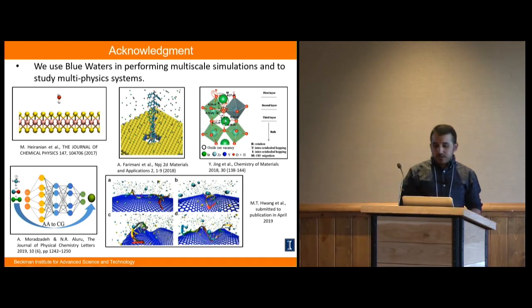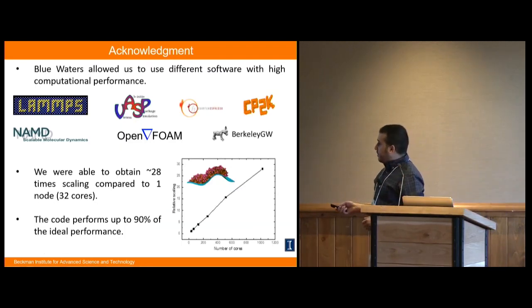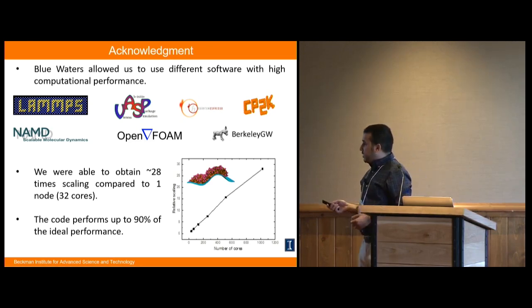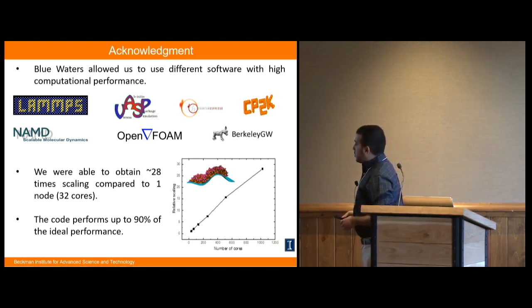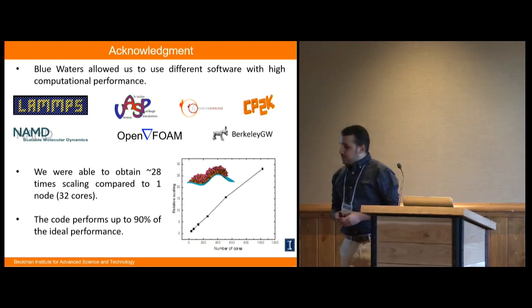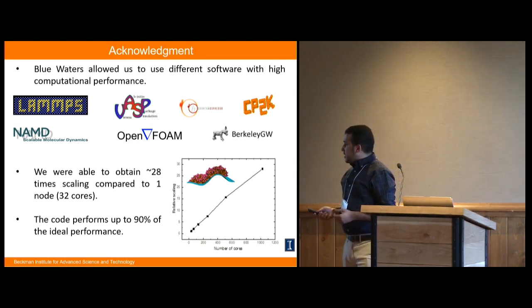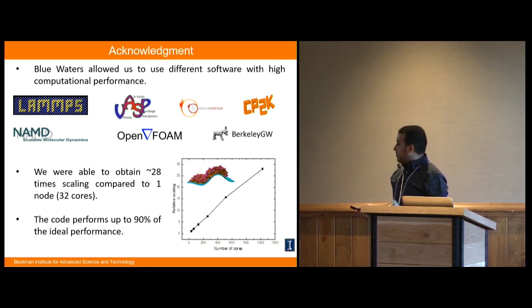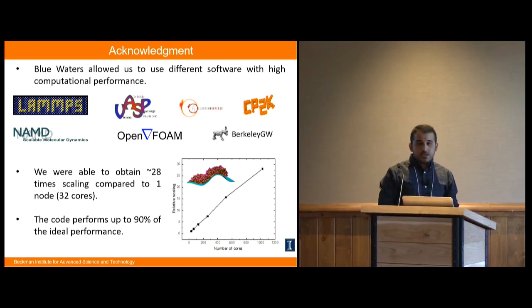With these different physics, we require using different software. Here, we show a brief list of the software we are using, ranging from quantum software to molecular dynamics and up to continuum software. And with these different software, we require resources for high computational performance, where Blue Waters allowed us to achieve these goals. And as an example of performance, and for the sake of time, I'm showing here only the scaling of NAMD for our codes on Blue Waters, where we can achieve 90% of the ideal performance.